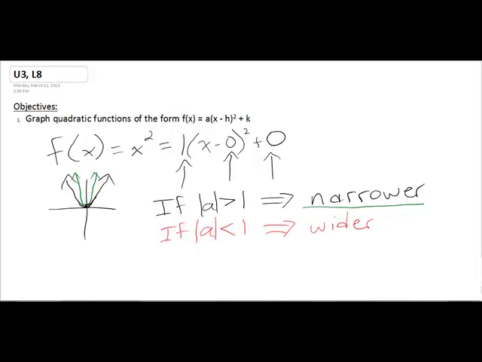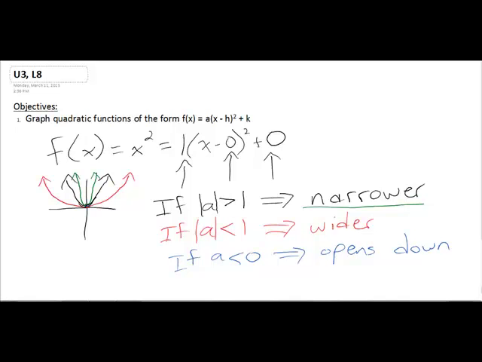So if I come over here, it's going to look something like this. If you've got a number out there in front of x squared that's a fraction, between 0 and 1, then that's going to make your parabola wider. Now, if a itself is less than 0, in other words, if a is negative, if you have a negative number in front of your x squared, then that flips the parabola. The parabola opens down.